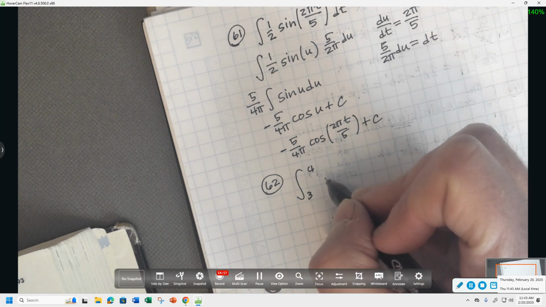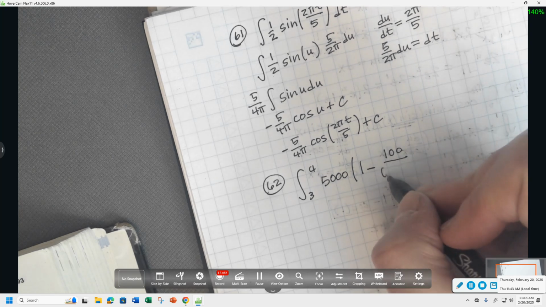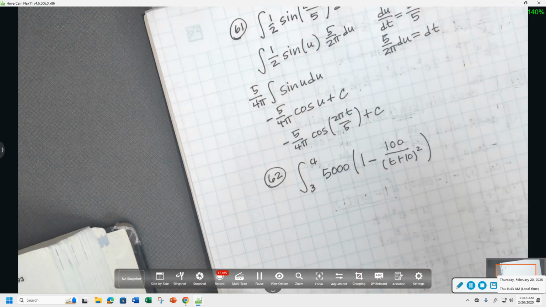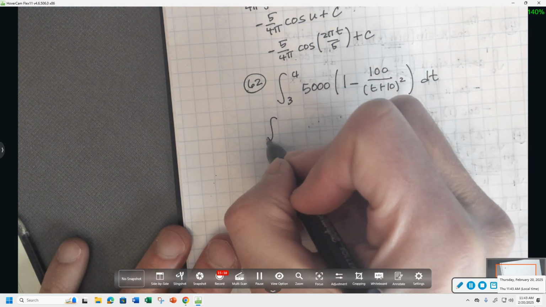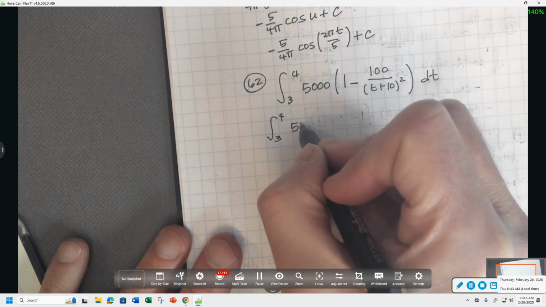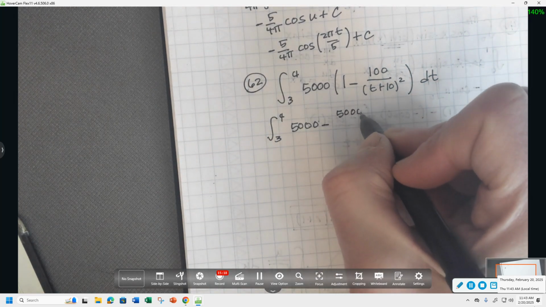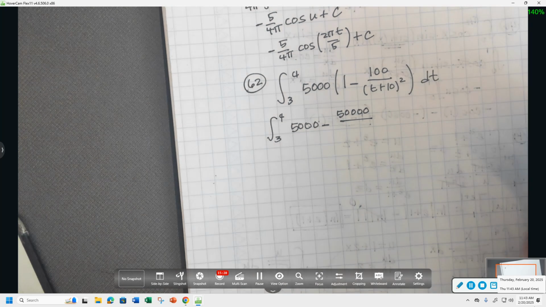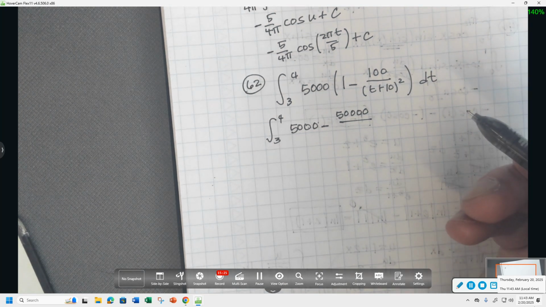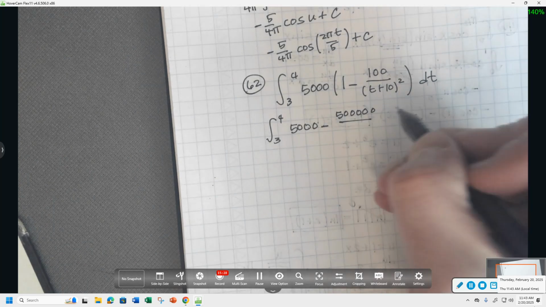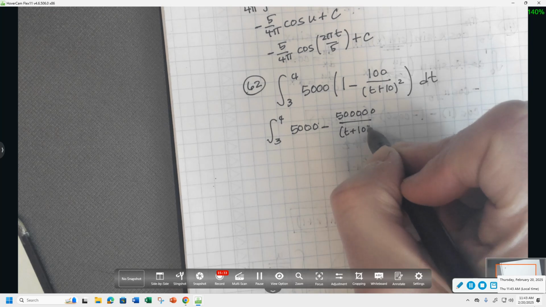They want us to integrate this mess. 5,000 times 1 minus 100 over (t plus 10) squared dt. So I'm going to multiply by 5,000 here. I have 5,000 minus 500,000 over (t plus 10) squared dt.